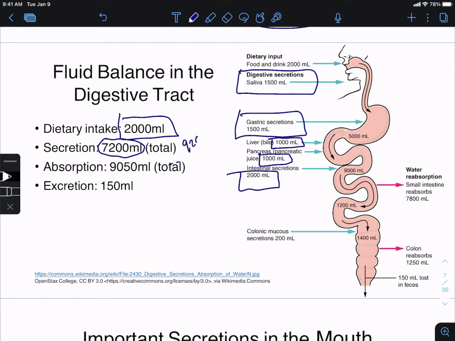9,200 milliliters, okay? That would be a lot of fluid to go tearing through your digestive system and being excreted, and you would become dehydrated very, very quickly if we didn't reclaim that. Fortunately, we reclaim most of it, leaving only about 150 milliliters of fluid lost in the feces. Pretty crazy how much water is going in and out of this digestive system.